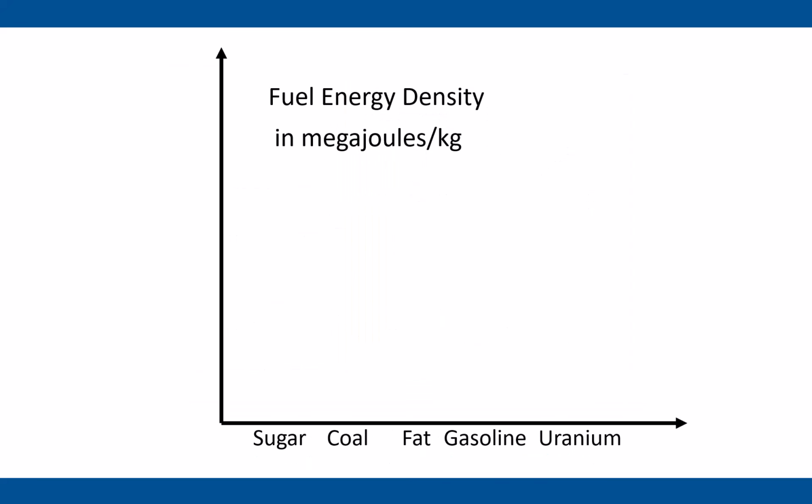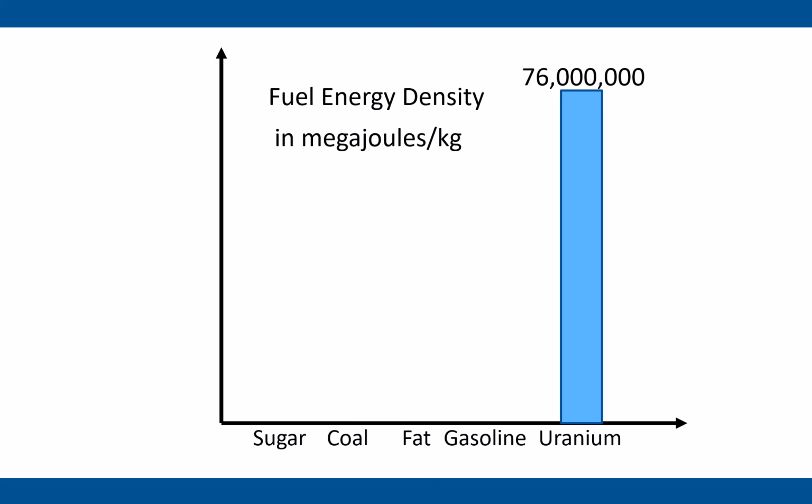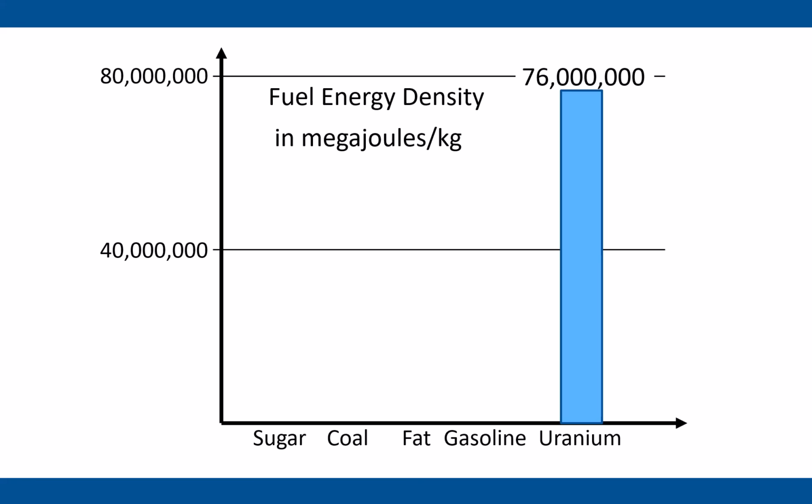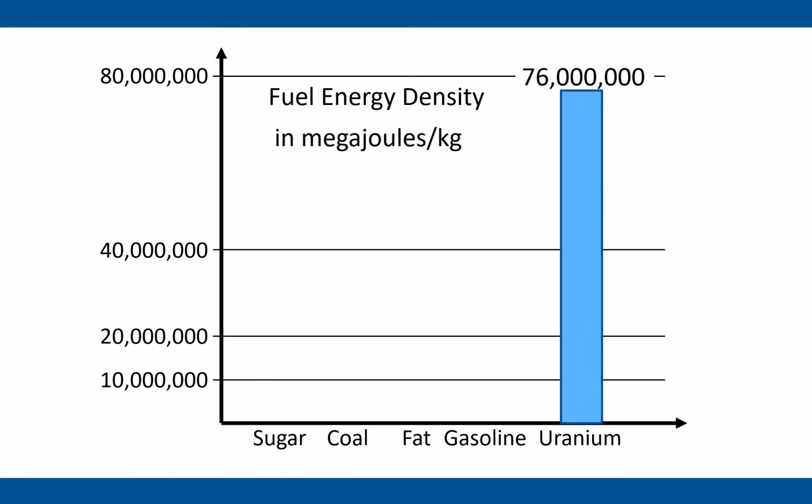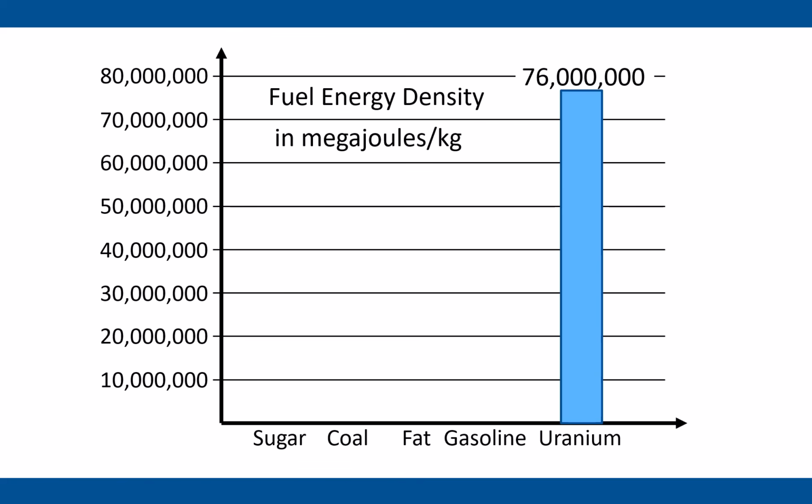Could we just adjust the scale and make this fit? Uranium is the tallest column, so it can take most of the page. Label the top of the y-axis as 80 million. Halfway to 80 million is 40 million, halfway up to that is 20 million, and halfway up to that is 10 million. Fill in the rest of the scale, and now uranium's 76 million fits on the graph. We didn't even need a whole box of paper.